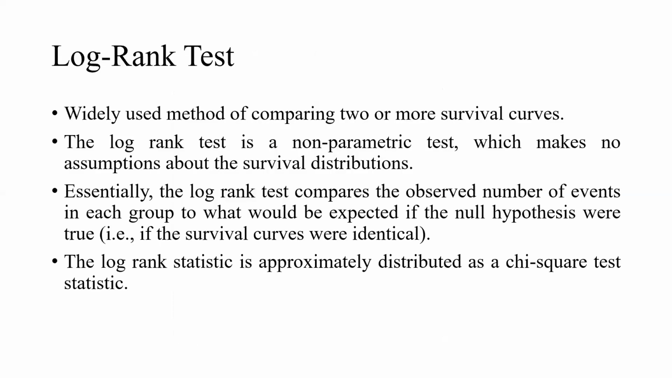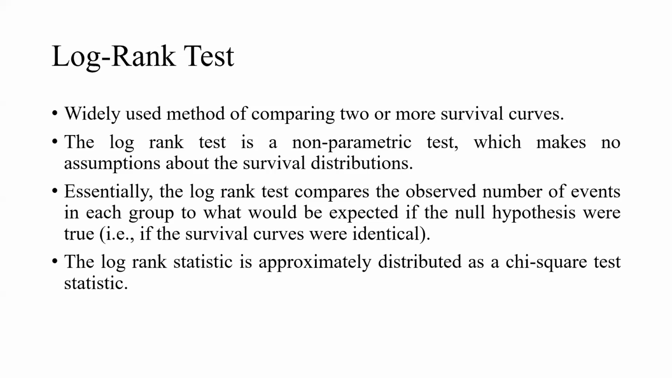So the test very commonly used is the log rank test. It is a widely used method of comparing two or more survival curves. If there are two or more groups of individuals, like treatment and control, or a third group like treatment 1, treatment 2, and control group, we will use the log rank test to compare their overall survival curves. The log rank test is a non-parametric test, so it makes no assumptions about the survival distribution. It does not make any distributional assumptions about survival time.